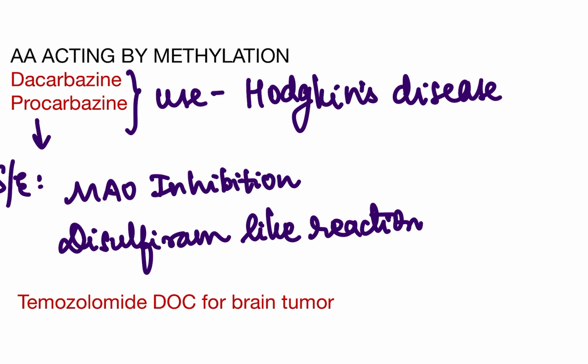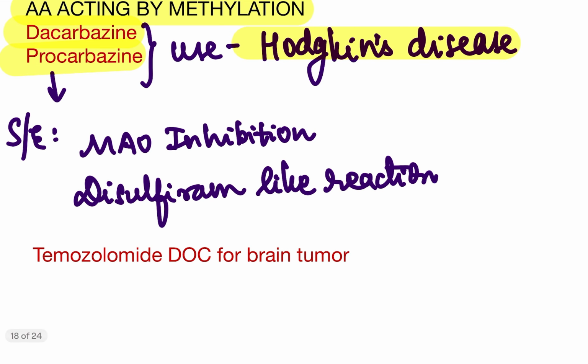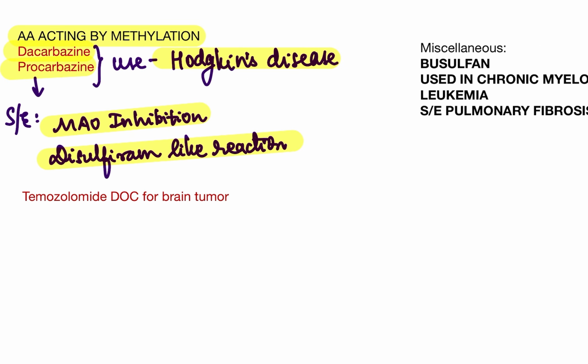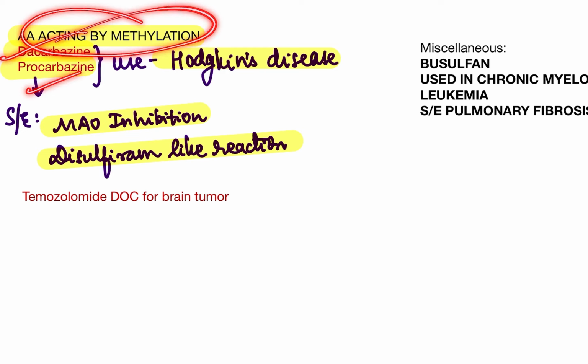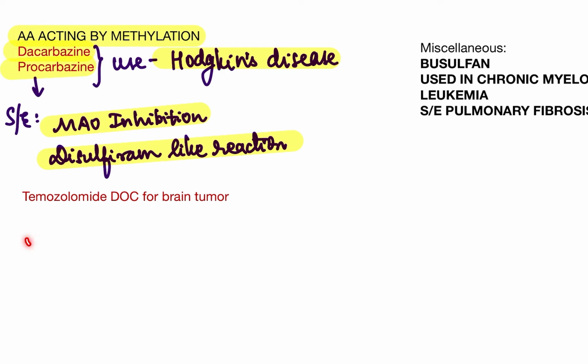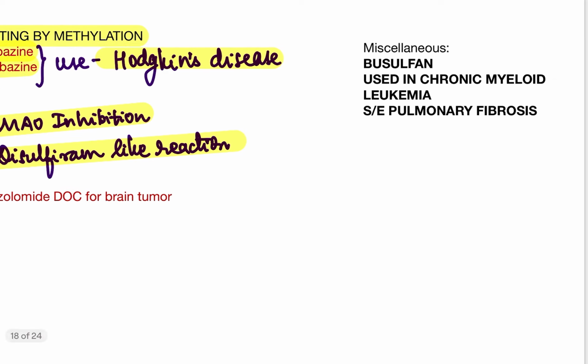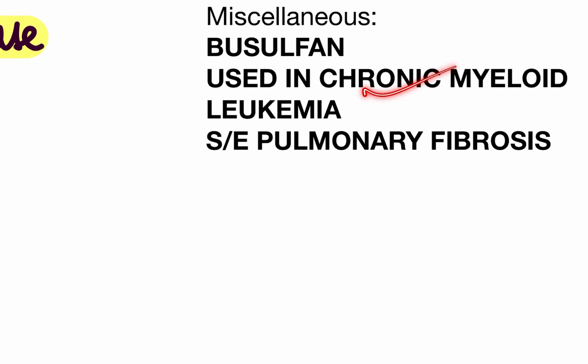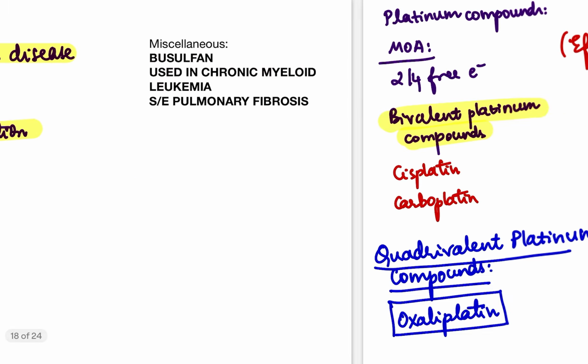Let's learn about the alkylating agents which act by methylation, which are dacarbazine and procarbazine, used in Hodgkin's disease. Side effects: they cause MAO inhibition and a disulfiram-like reaction. The anti-tumor drugs that cause a disulfiram-like reaction are dacarbazine and procarbazine, alkylating agents which act by methylation. Temozolomide is a drug of choice for brain tumor, and busulfan is used in chronic myeloid leukemia, but we all know busulfan causes pulmonary fibrosis.